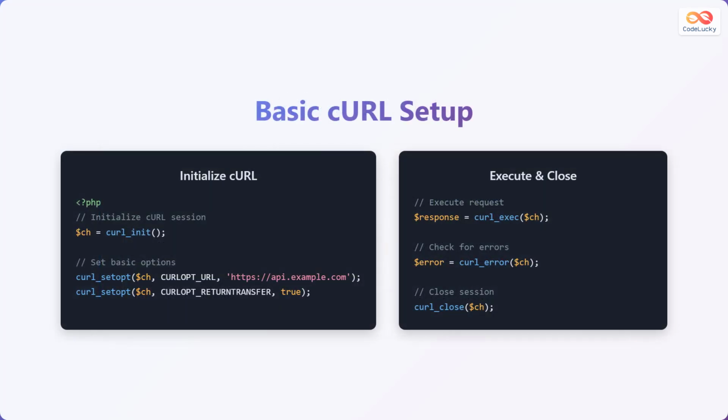To initialize cURL, first, initialize a cURL session using the curl_init function. This function returns a cURL handle. Next, set basic options such as the URL to which you are sending the request, and whether you want to receive the response as a string. Use the curl_setopt function to set these options.